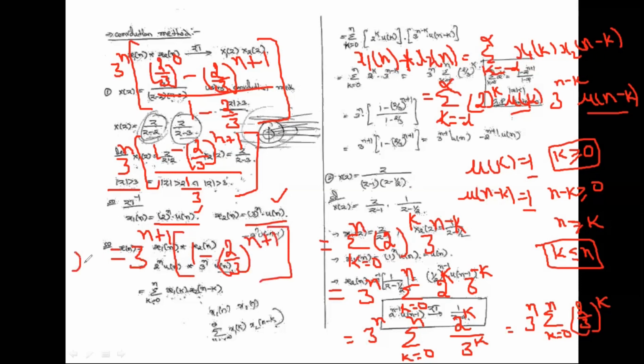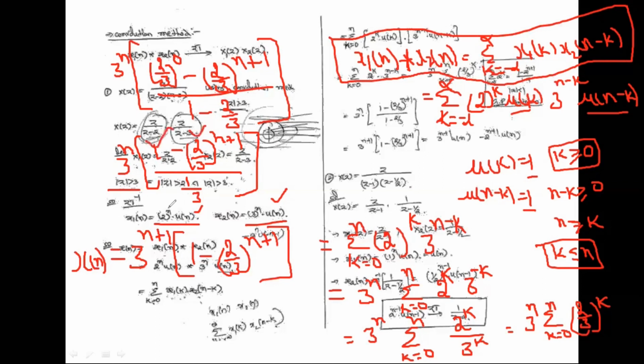x of n is equal to, by using the convolution formula. Using this convolution property, first of all, you can divide the given equation into two parts: one is X1 of z and the other is X2 of z. Write the time domain function according to the standard formulas, substitute in the convolution formula and simplify. You'll get 3 power n plus 1 into 1 minus (2/3) power n plus 1.